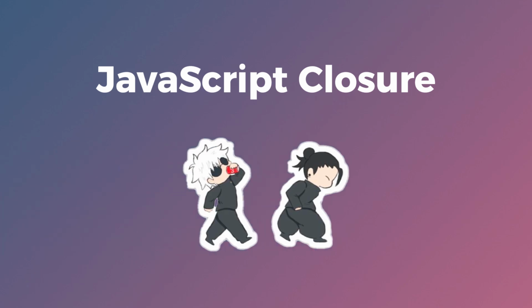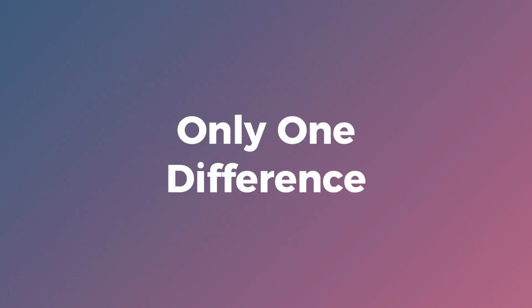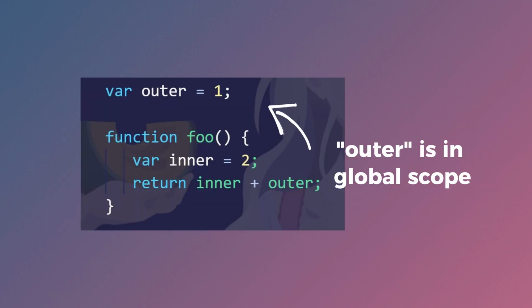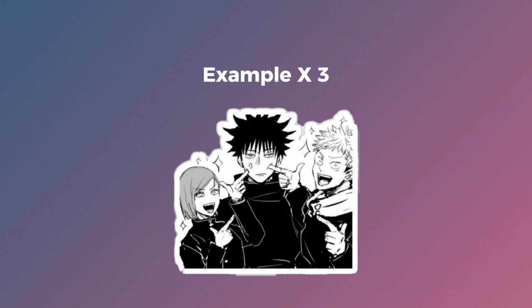A closure is the combination of two things. 1, a function, and 2, reference to values used by the function but are defined outside of it. The only difference between a normal function and a closure function is that it uses values that are defined outside of it. Let's go through some examples so you can quickly grasp the idea.